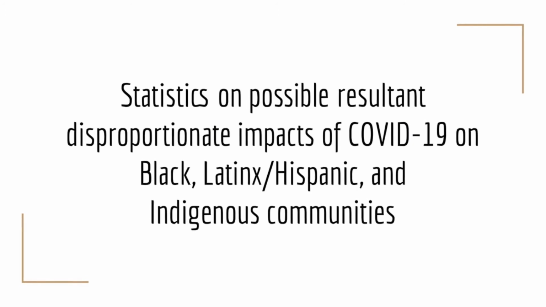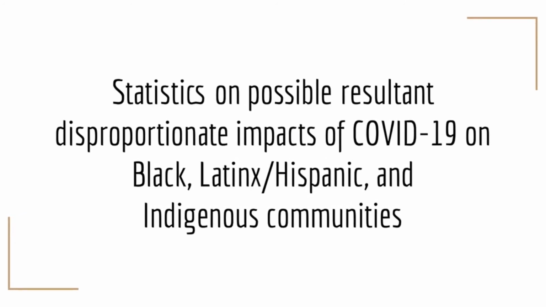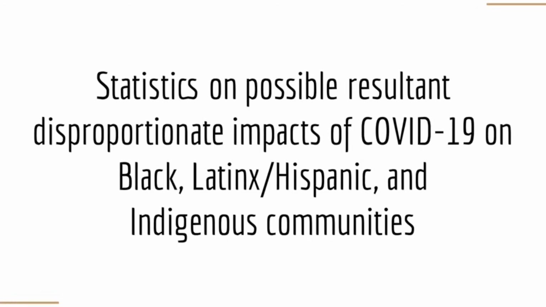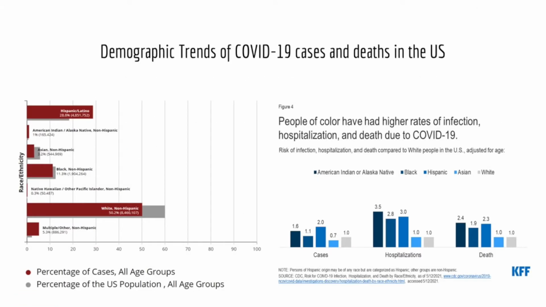And then we can use these trends to see possible resultant disproportionate impacts of COVID-19 on black, Hispanic, and indigenous communities. As you can see on the left, despite only making up less than 20% of the population, Hispanic and Latino people made up 28.8% of all COVID-19 cases and deaths. However, even though whites made up 60% of the U.S. population, they only made up 50.2% of the COVID-19 cases and deaths.